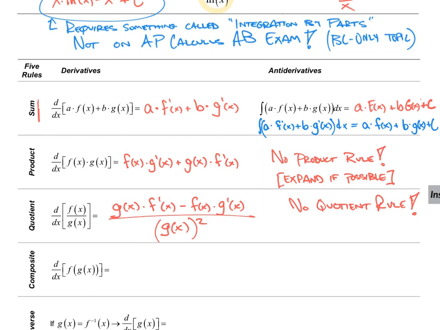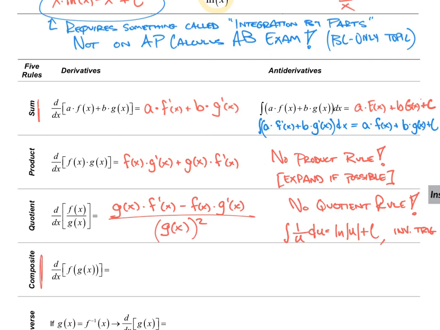unless you consider this one. The antiderivative of 1 over u du is equal to the natural log of the absolute value of u plus some constant. That's kind of a quotient rule. It works for special cases. Also, there are some quotients that have antiderivatives that involve inverse trig. Don't forget about those. Okay, how about a composite function?